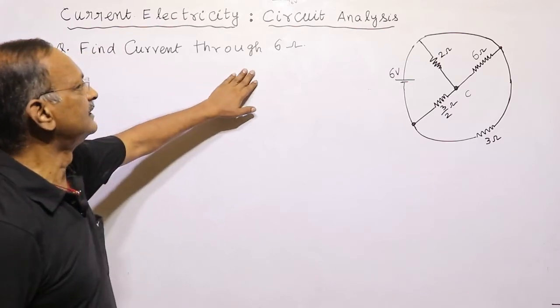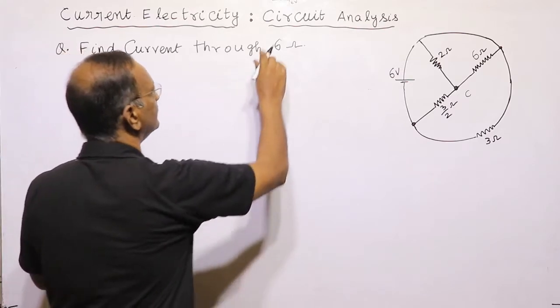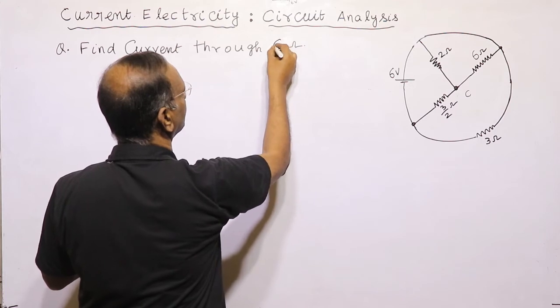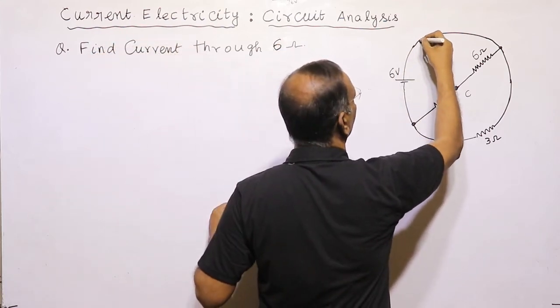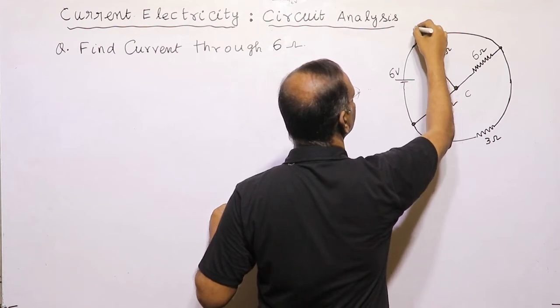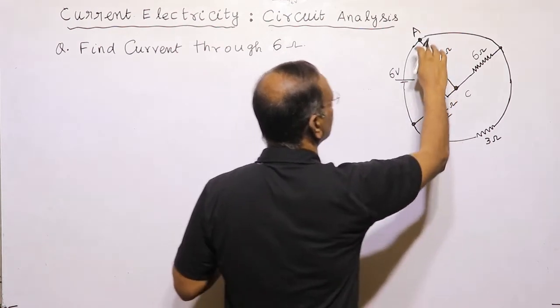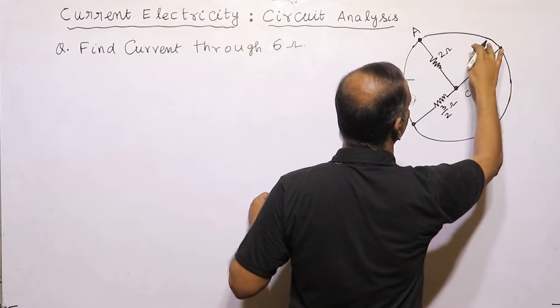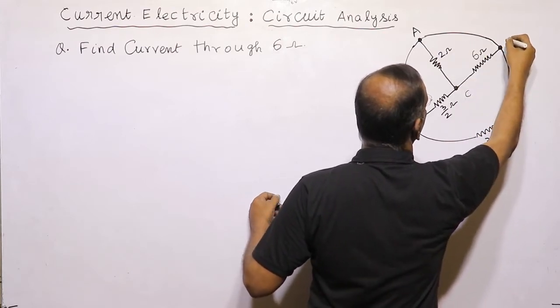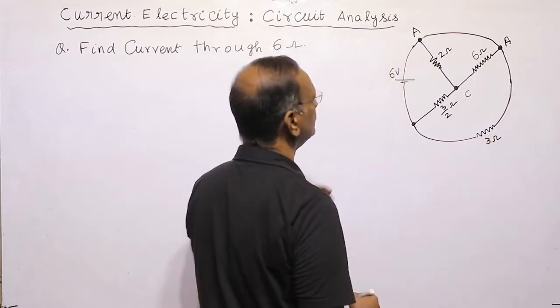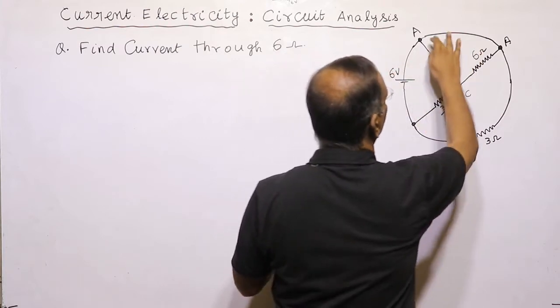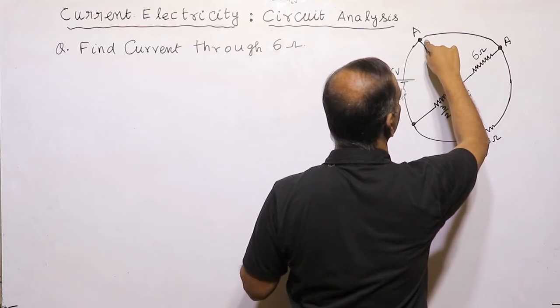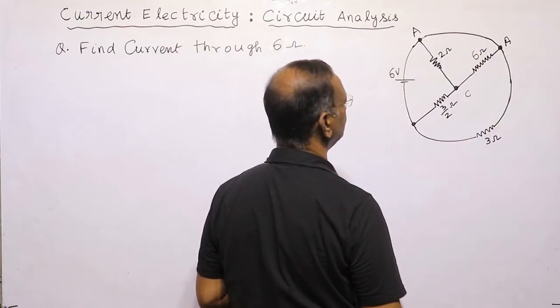Find current through 6 ohm resistance. This is 6 ohm resistance. So this is the circuit. See, we keep this point as A. From here to here, there is no resistance. This will also be point A, because since no resistance, no voltage drop in the wire, therefore whatever potential is there, same potential will be here.